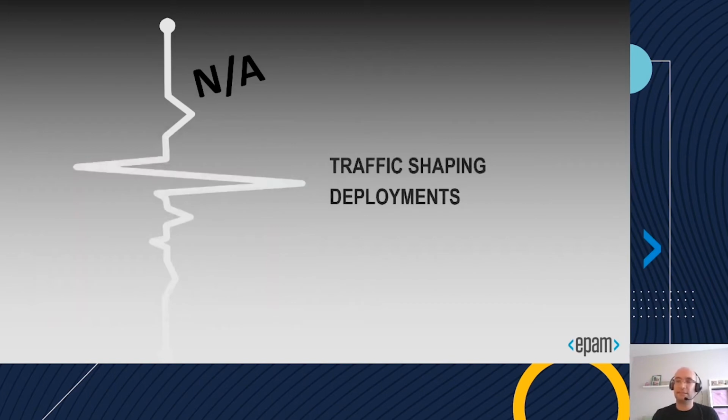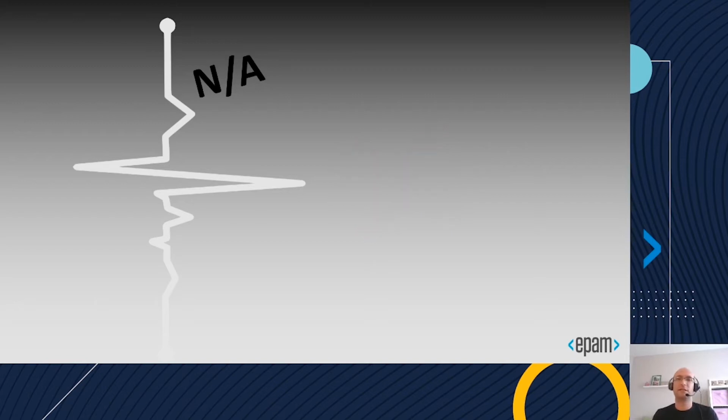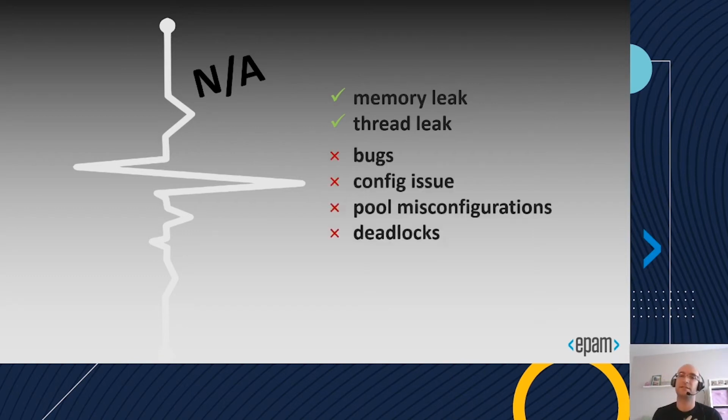Okay, now the risk that you are taking is that you cannot simply apply traffic shaping or deployment strategies if you don't have health checks. I haven't found any kind of solution to that. Another thing that needs to be considered is that if you have the metrics in place, at least with alerting, you are just going to catch the possible memory and thread leaks, but not other kinds of issues. Okay, so it's very, very limited.